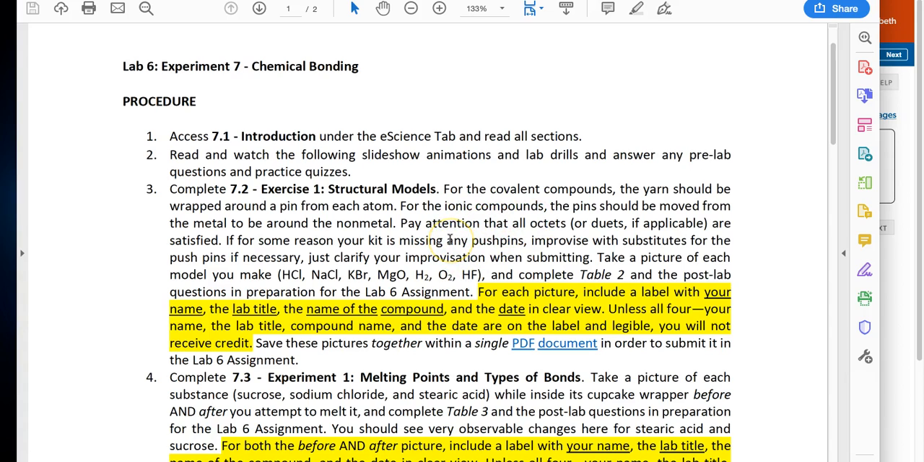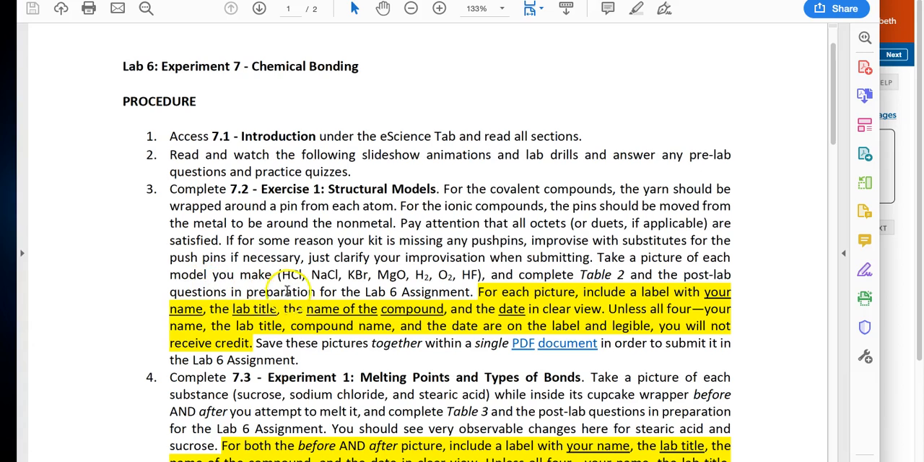Just like with any Lewis structure, which is what we're doing here with structural models, pay attention that all octets or duets, if applicable, are satisfied. Duets would be, for instance, hydrogen, which has 2. Make sure everything is satisfied. If for some reason your kit is missing any of your push pins, you can improvise with substitutes for the push pins if necessary. Just clarify your improvisation when submitting.